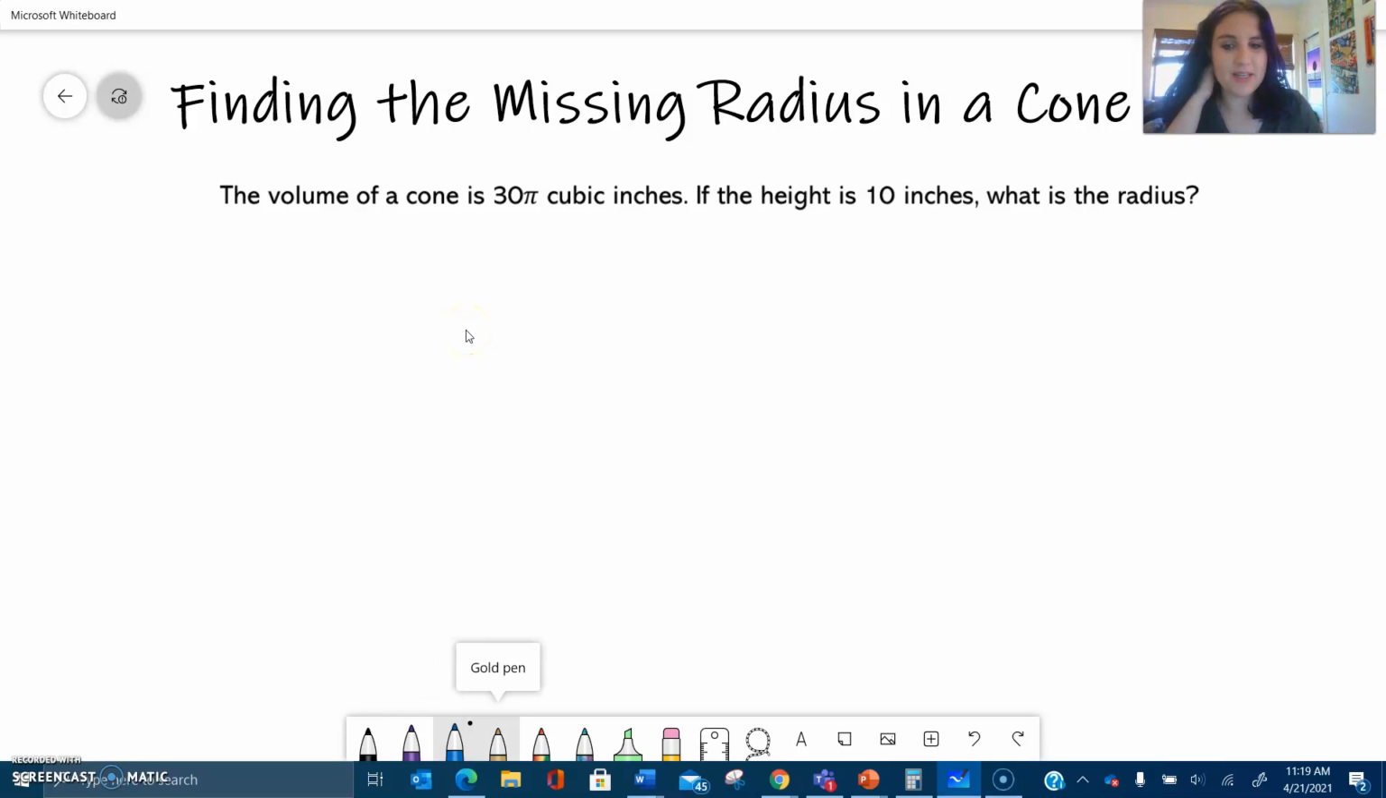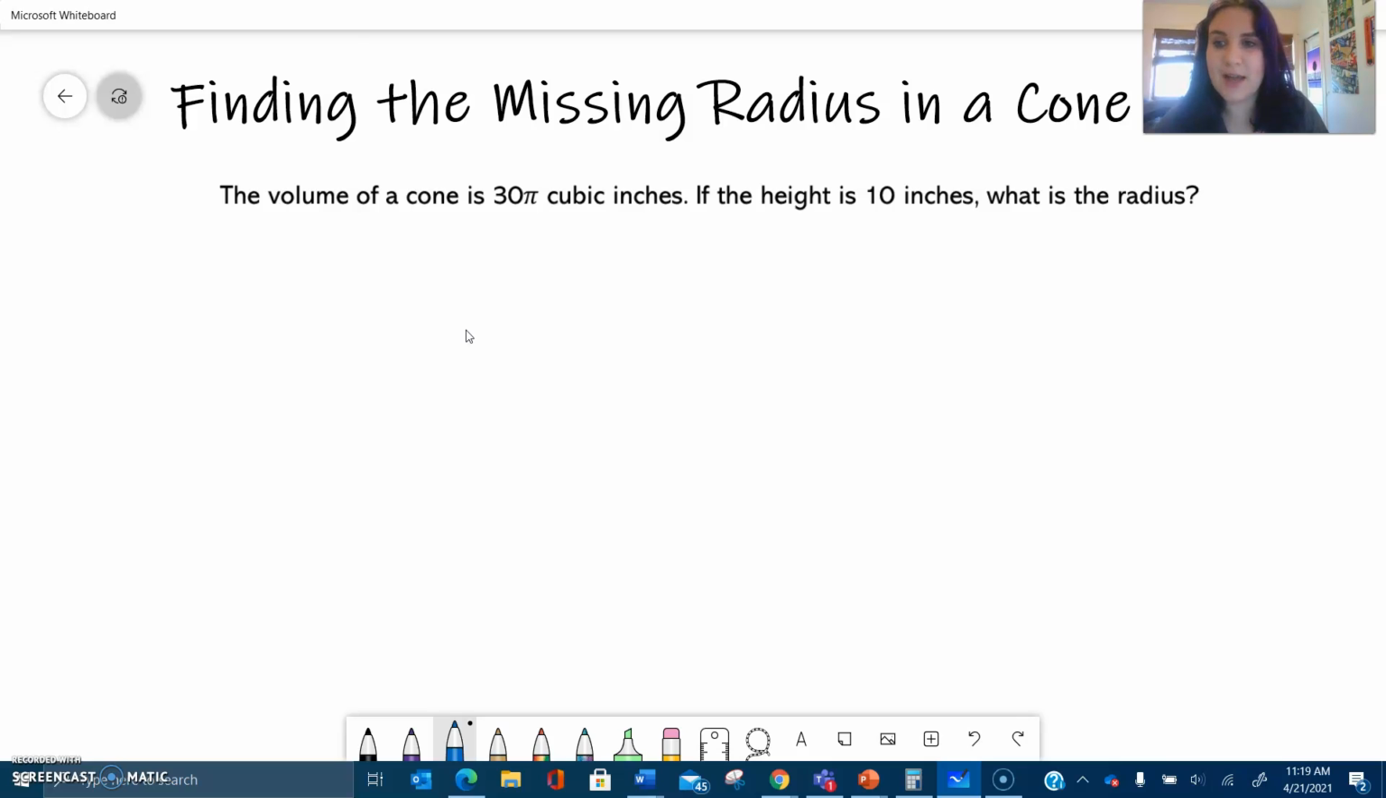In this example, we will find the missing radius in a cone. So the question says the volume of a cone is 30 pi cubic inches. If the height is 10 inches, what is the radius?